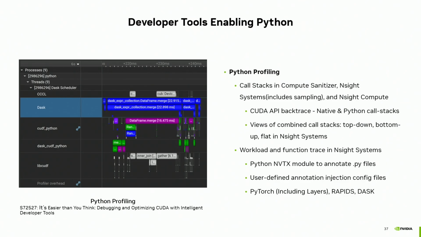Now, the Pythonic developer tooling updates don't end there. We also have Python profiling available, which gives you Python call stack samples and CUDA API backtrace, as well as the ability to see annotated code ranges built into popular frameworks and libraries such as PyTorch.